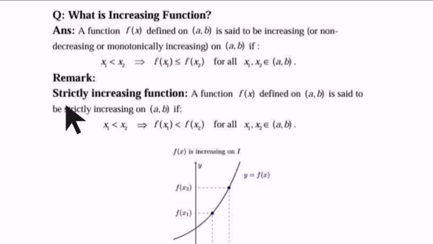Remarks. Strictly increasing function. A function f of x defined on the open interval AB is said to be strictly increasing on AB if x1 strictly less than x2 implies f of x1 less than f of x2 for all x1, x2 belonging to the open interval AB.